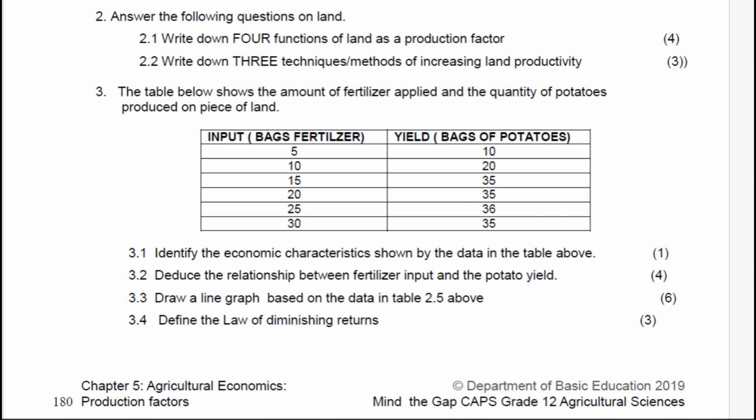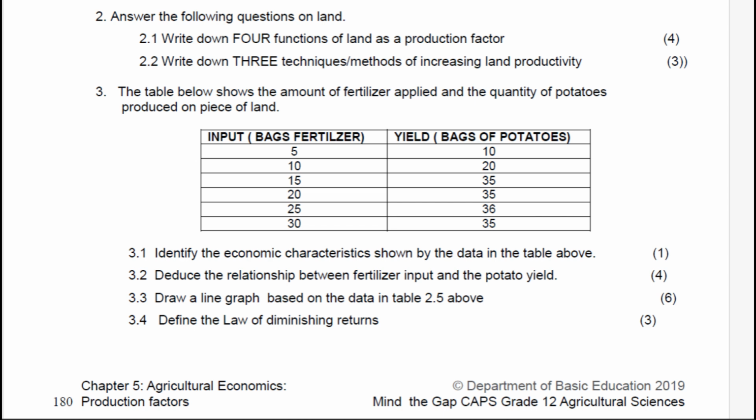3.2. Deduce the relationship between fertilizer input and the potato yield. With the addition of fertilizers, yield will increase to a certain limit, but a point will be reached where further increases in fertilizer application will not lead to higher production, but rather a decline.